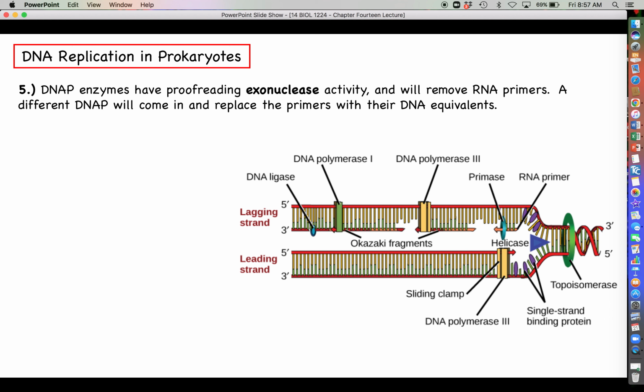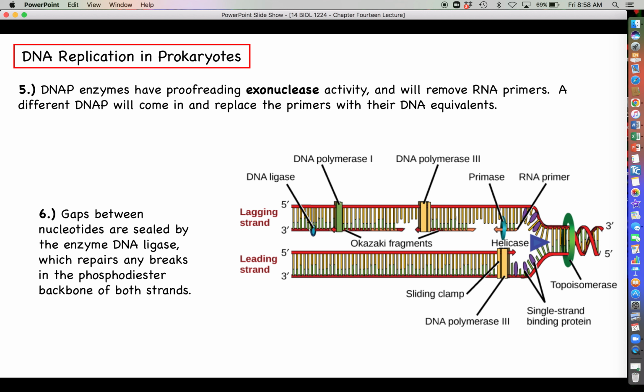And every time DNA polymerase lays down a nucleotide, it is able to check its work. If it made a mistake, it uses this exonuclease activity to remove that nucleotide and then replace it with the correct one. So the major DNA polymerase that does this as it actively synthesizes DNA is DNA polymerase 3. But on top of that, another DNA polymerase that we'll see soon, called DNA polymerase 2, also uses this activity to remove the RNA primers and then replace them with their DNA equivalents. So we don't want there to be RNA in our DNA.